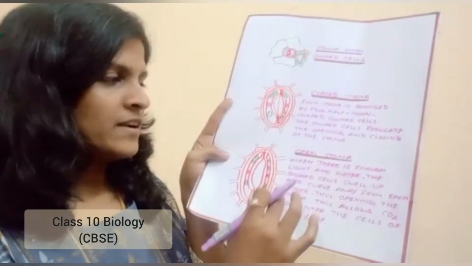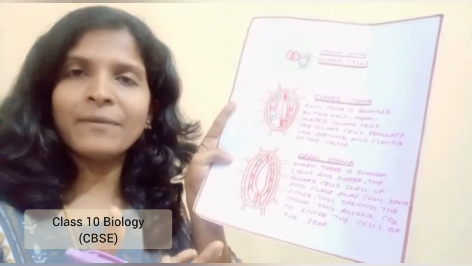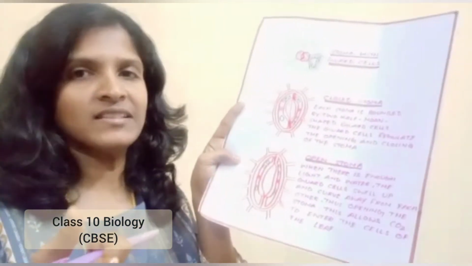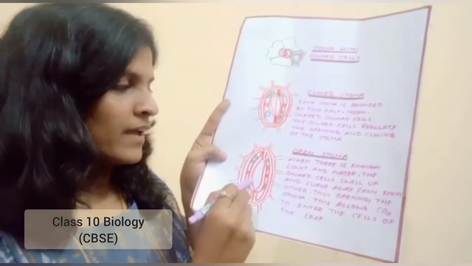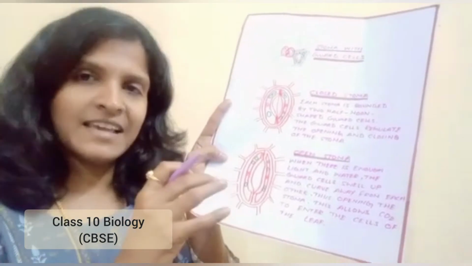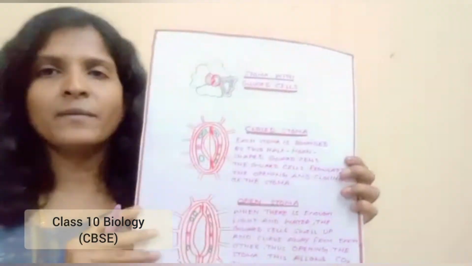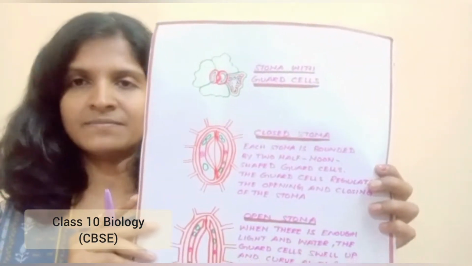What about the open stoma? When there is enough light and water, what will happen to the cells? They swell up and repel each other. We can see the space in between. Through this space only, the carbon dioxide will enter the cells. So, in this way the carbon dioxide enters the leaves. This is the stoma with guard cells.